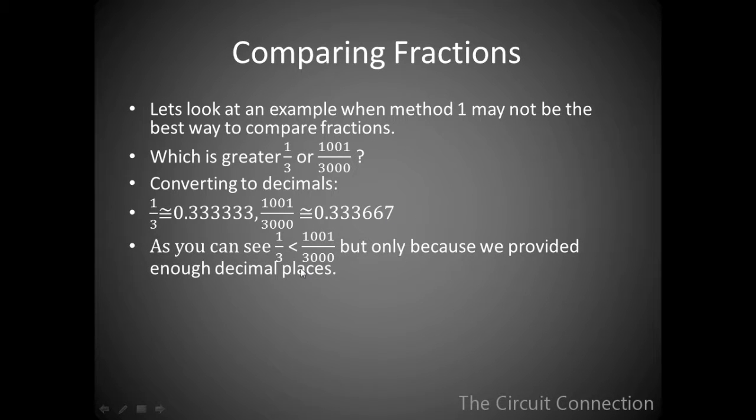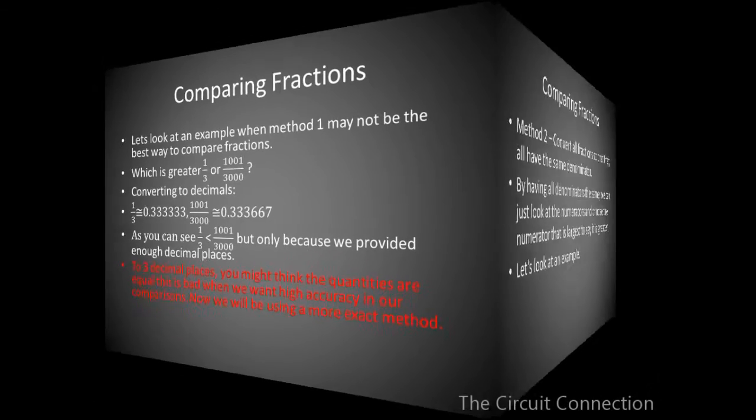Now, as you can see, 1 over 3 is less than 1001 over 3000, but only because we provided enough decimal places. To 3 decimal places, you might think the quantities are equal, but this is bad when you want high accuracy in your comparison. Now we will be using a more exact method.